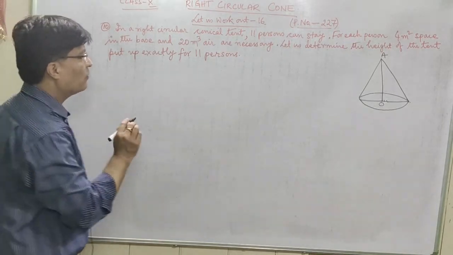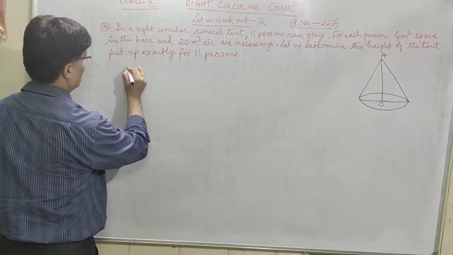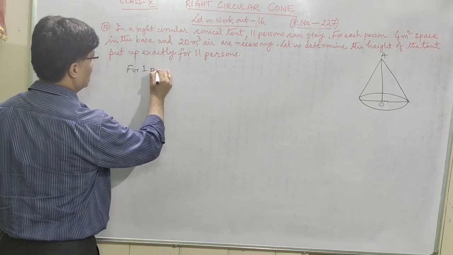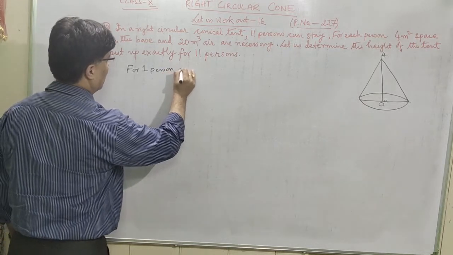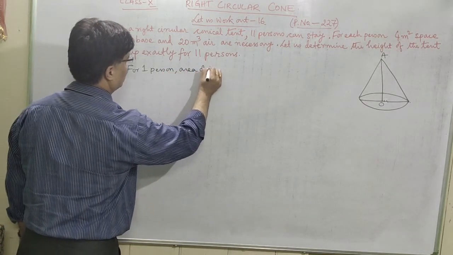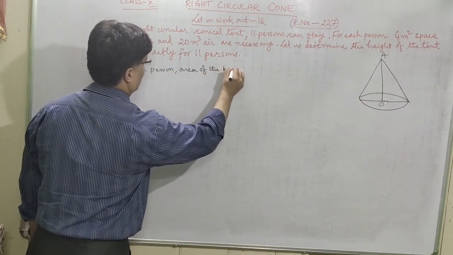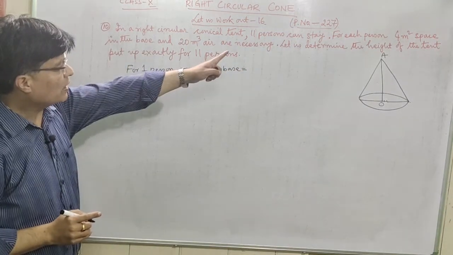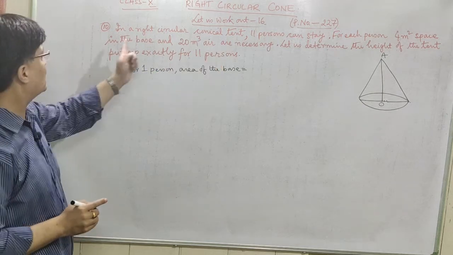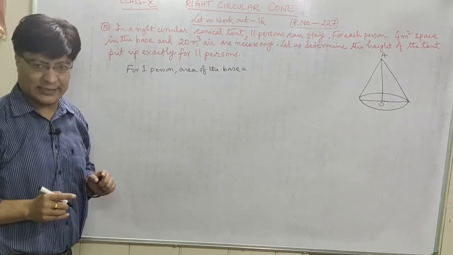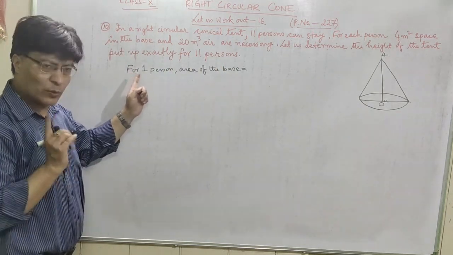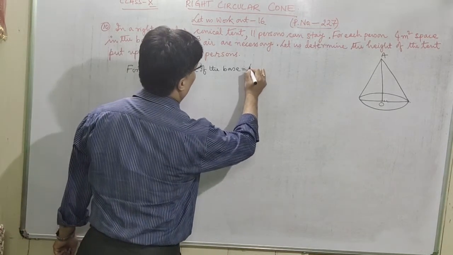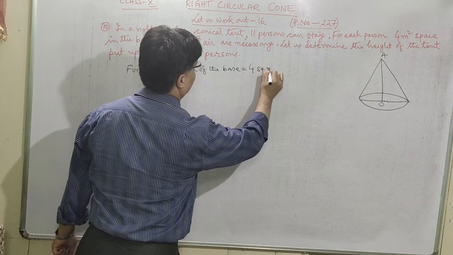So now for each person, for one person, what should be the area of the base? For each person 4 meter square space in the base is necessary. What is meant by it? For one person, area of the base is equal to 4 square meter.